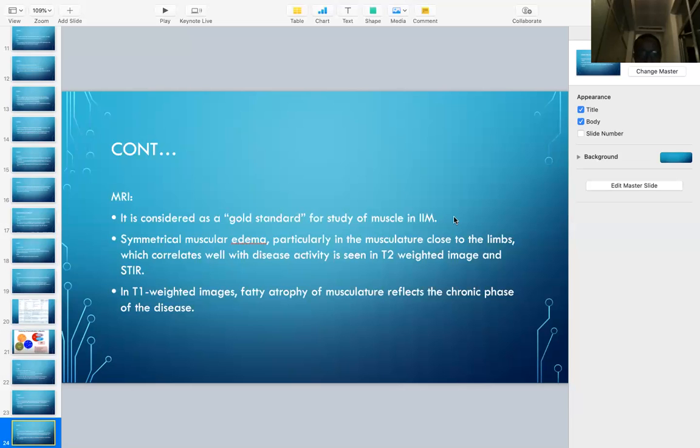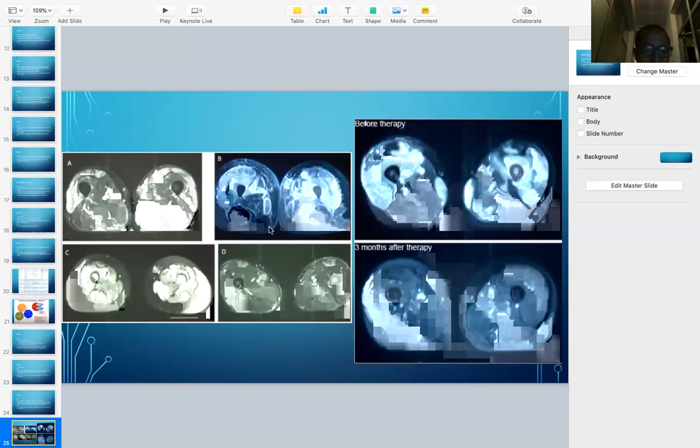And symmetrical muscle edema, particularly in the musculature close to the limbs, correlates well with the disease activity in T2 weighted images and with STIR. And T1 images show fatty atrophy of the musculature, which reflects a chronic phase of the disease.